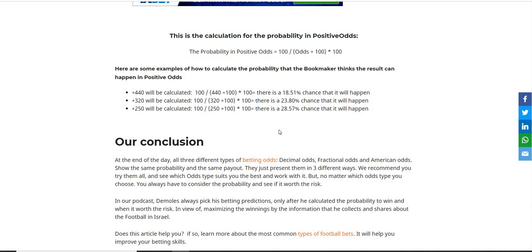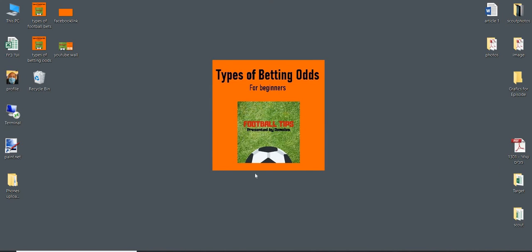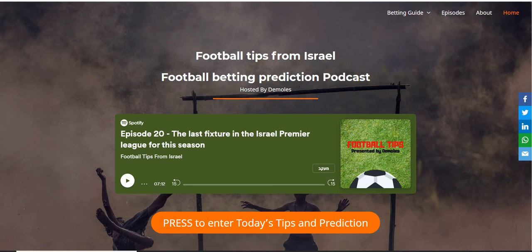Now my conclusion: I believe that you need to pick your type of betting odds and know how to calculate the probability. If you believe that this team can win with 80% and the bookmaker gives 60%, the calculation helps you understand that this is a good bet. And if you believe that this team can win with 50% and the probability calculated from the betting odds shows 60, you know not to go on this match.